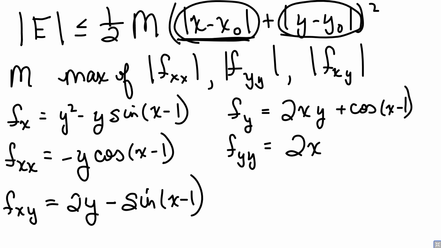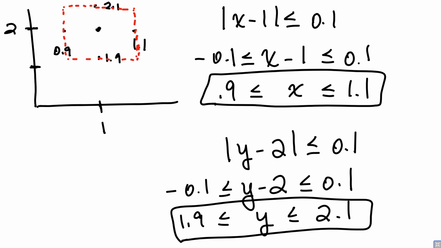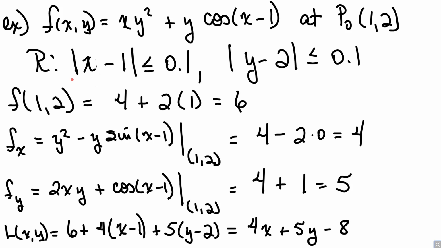It won't be 0.9. What's the largest that the absolute value of x minus x sub 0 can be? And this little part is a little sneaky. If you look at this, x minus x sub 0, the largest it can be is going to be what? 0.1. And then y minus y sub 0, the largest it can be is going to be what?